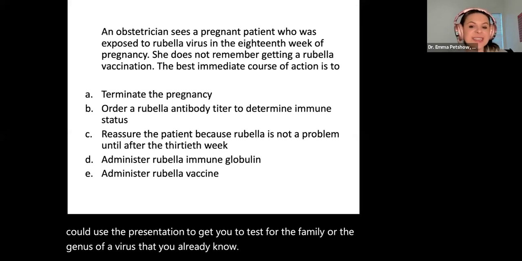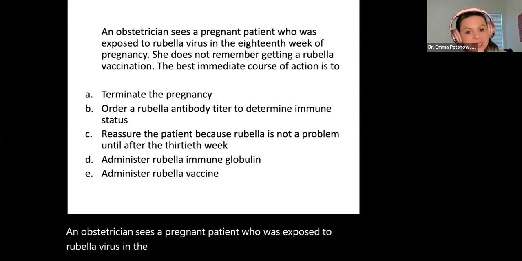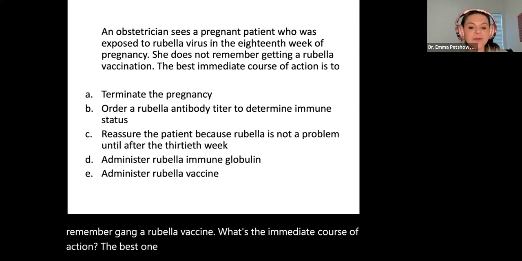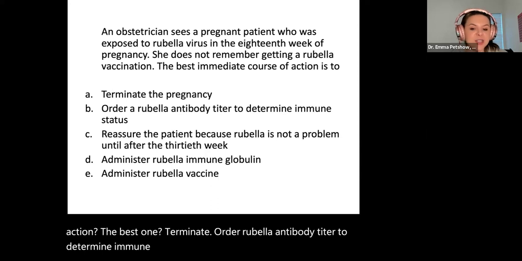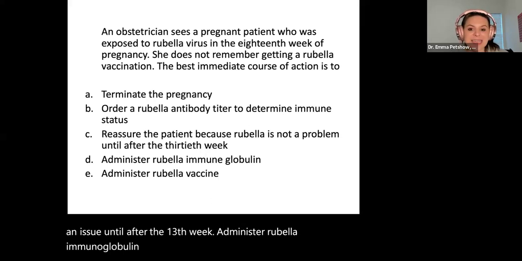An obstetrician sees a pregnant patient who was exposed to rubella virus in the 18th week of pregnancy. She does not remember getting a rubella vaccine. What's the immediate course of action? The best one: terminate, order rubella antibody titer to determine immune status, reassure the patient because rubella is not an issue until after the 13th week, administer rubella immune globulin, or administer the rubella vaccine.